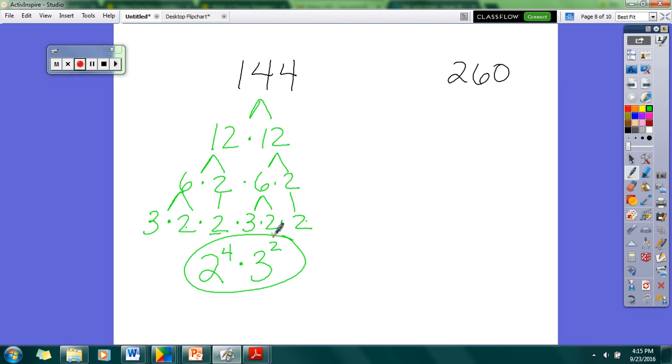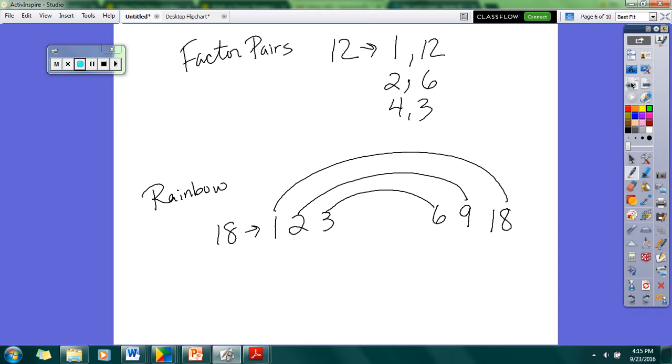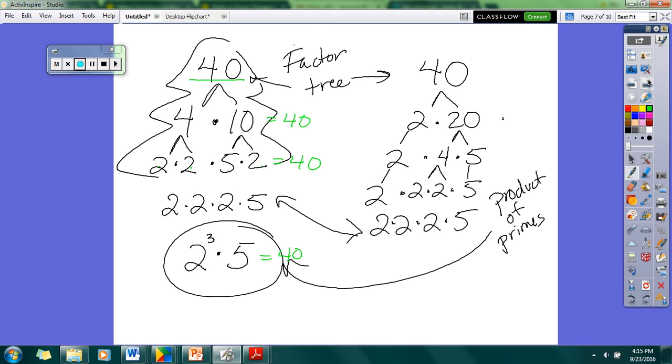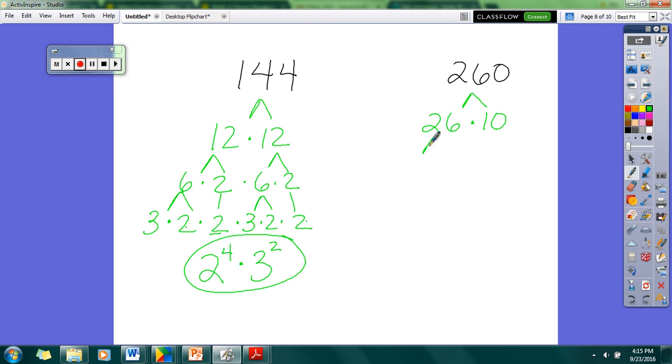Now when I look at 260, I'm not really sure of the factors. But I know because it ends in a 0 that it's going to be divisible by 10. So I can figure out using either division, or I know that when I multiply any number times 10, I add a 0. So I know 26 times 10 is going to be this factor pair. So I ask myself, is 26 prime? You can go back and check your prime list. I see 26 is not on this list, so you can break it down. So 26 is going to be 13 times 2. And 10 is going to be 2 times 5. 13's prime, 2's prime, 2's prime, 5's prime.